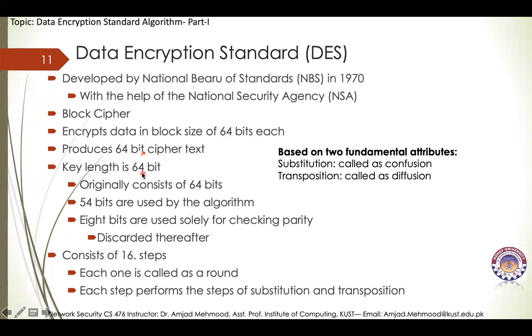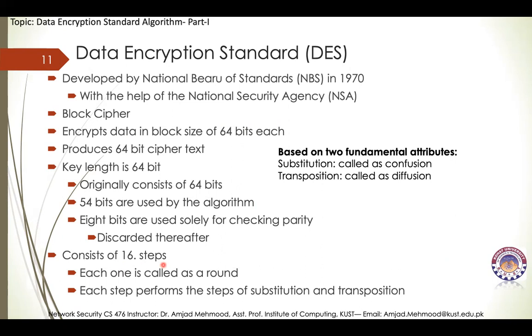Key length is 64 bits. Originally it consists of 64 bits, but 56 bits are used by the algorithm. As you know, each 8th bit of a byte will be used for parity checking. So those 8 bits will be discarded, and you will be left with 56 bits. The 8 bits are used solely for the checking of parity. As I mentioned, each 8th bit of a byte will be used for parity checking, and they will be discarded thereafter.